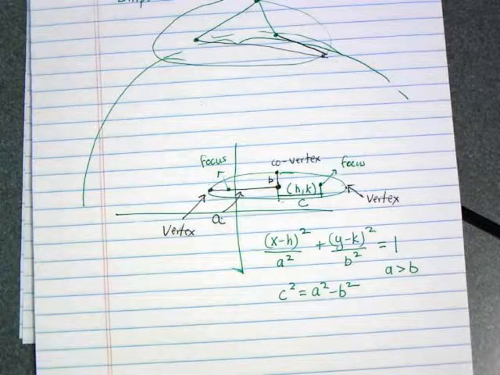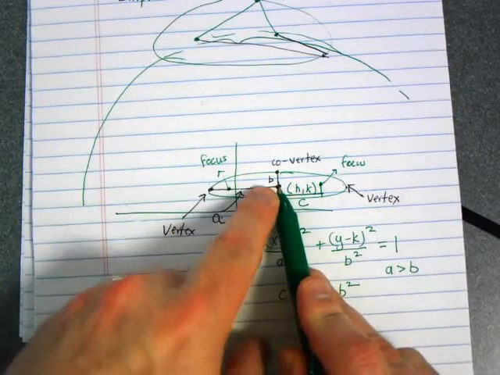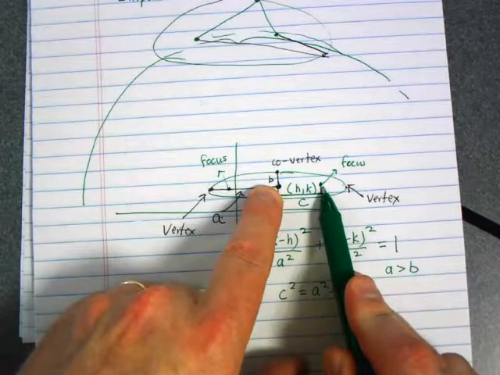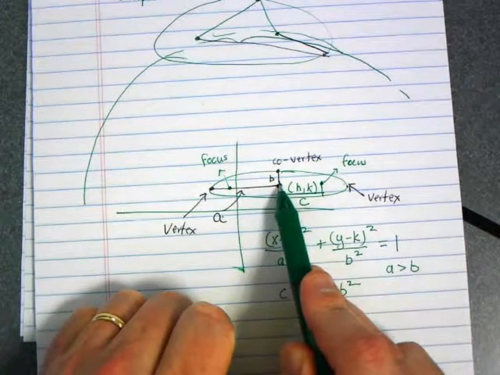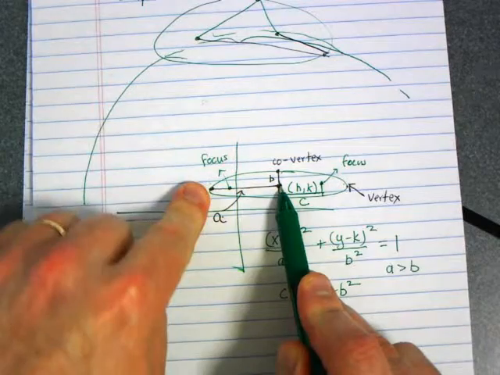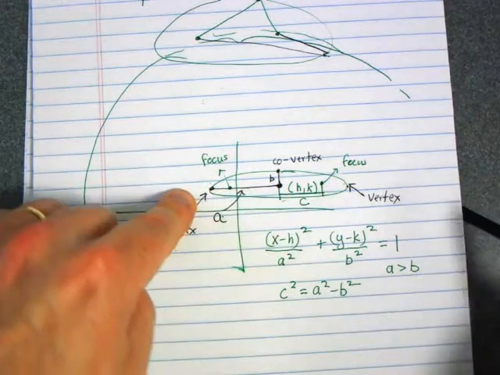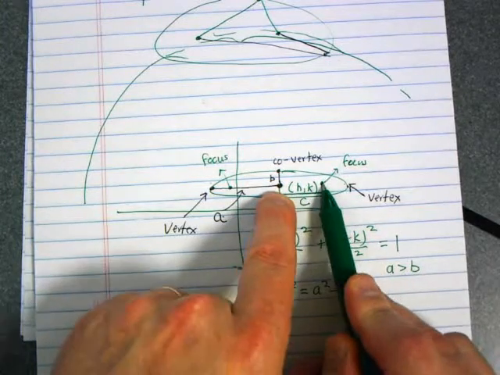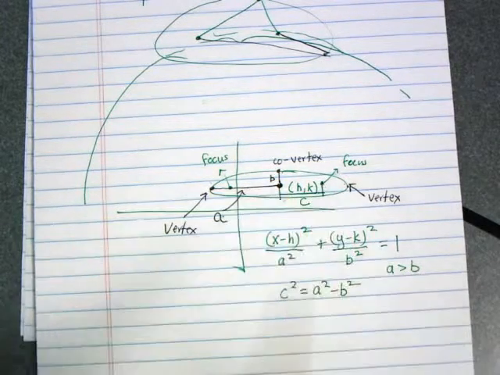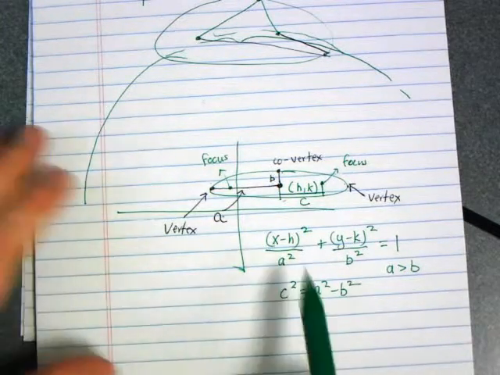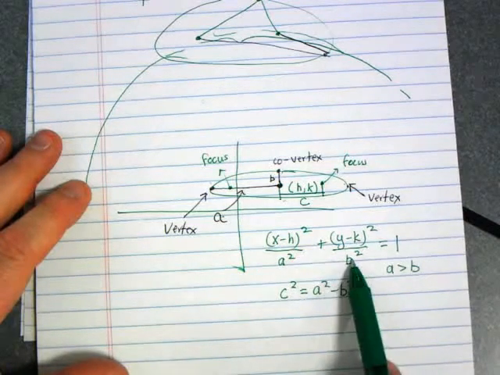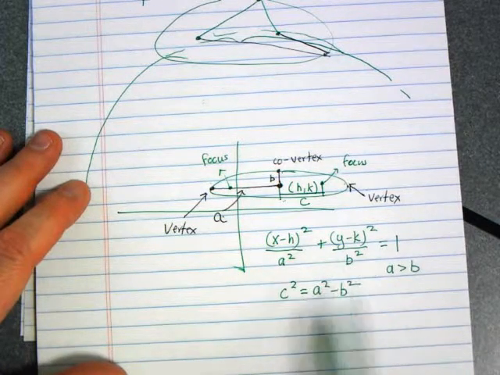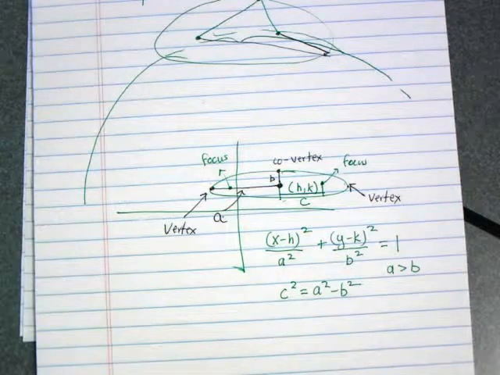No, C is the distance from the center to the focus, just like A is the distance from the center to one of the vertices. It's not the distance from vertex to vertex. That would be 2A. So from center to focus is C. All of these are measured from the center. A goes from center to vertex. B goes from center to covertex. C goes from center to focus.